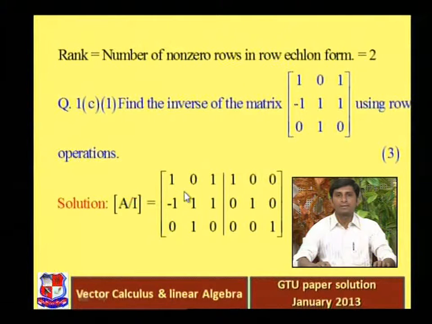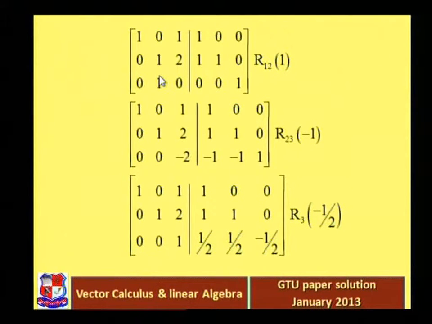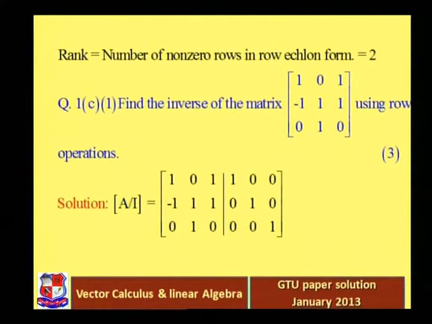Using row operations, we multiply the first row by 1 and add it to the second row. This is our leading entry, and below it we want 0. In the third row it is already 0, but in the second row we want 0. That's why we multiply the first row by 1 and add it into the second row. The first row stays as it is: 1 0 1, 1 0 0.